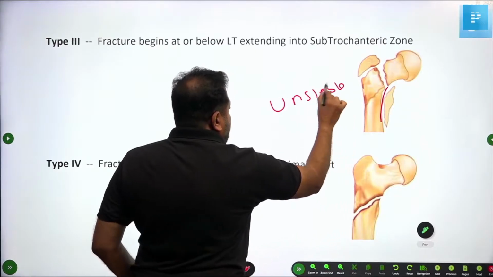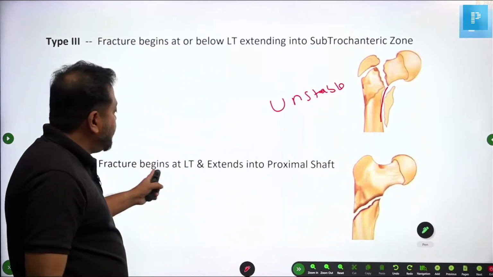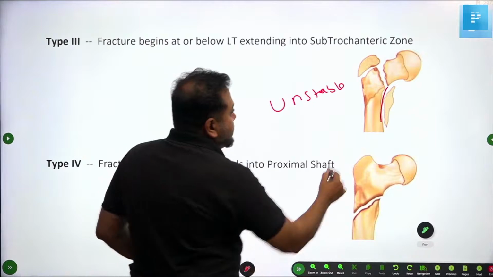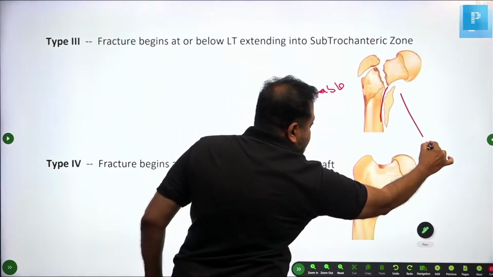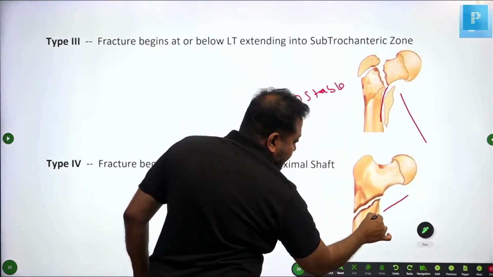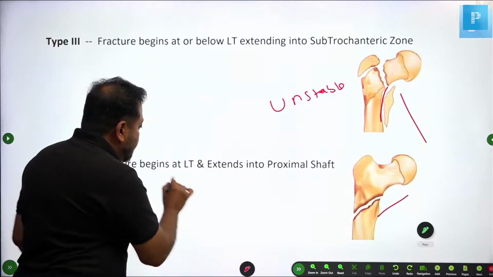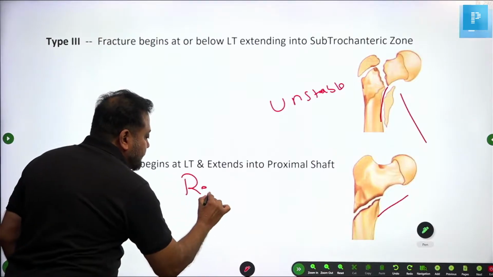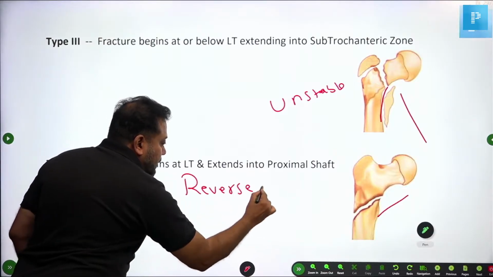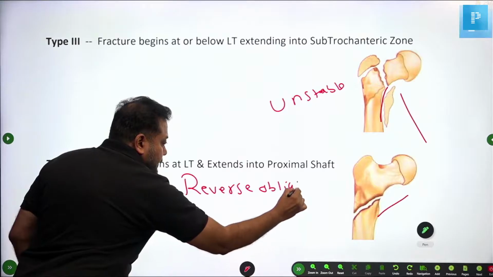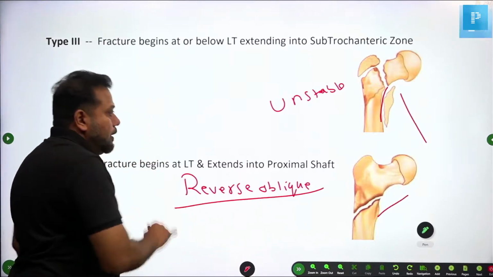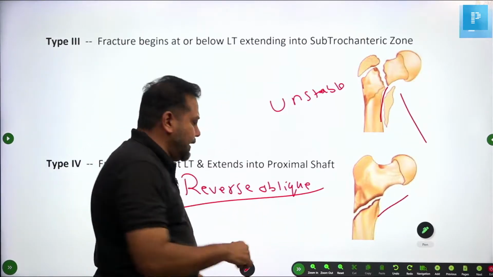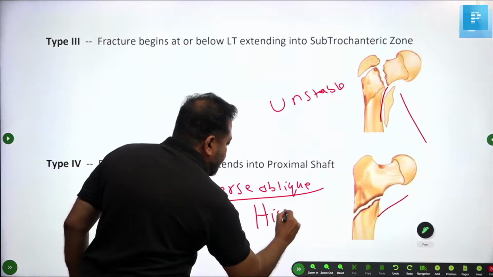The last one, the fracture begins at LT and extends like this. The last type is called reverse oblique type. This again is highly unstable.